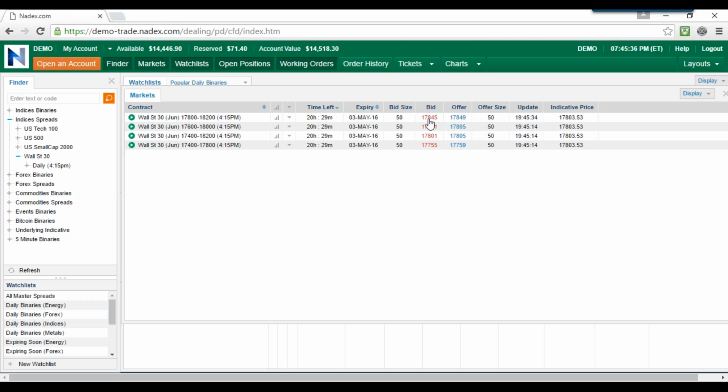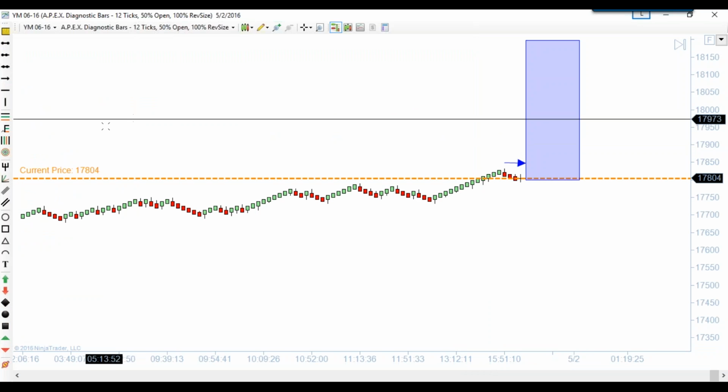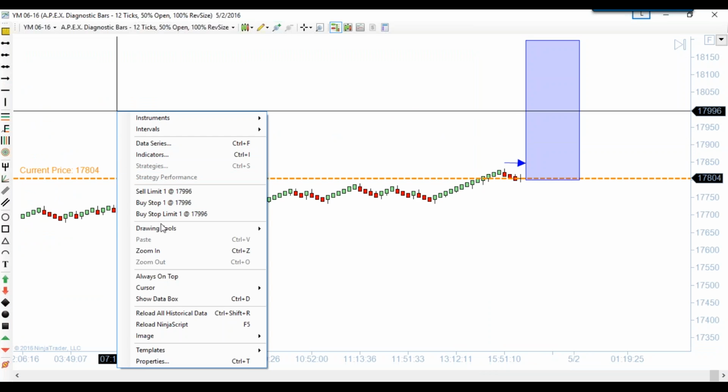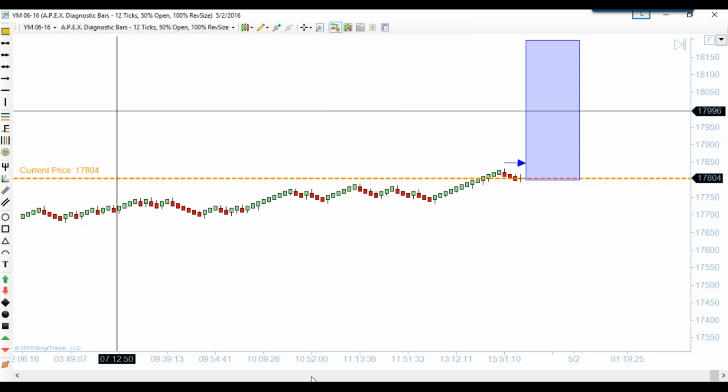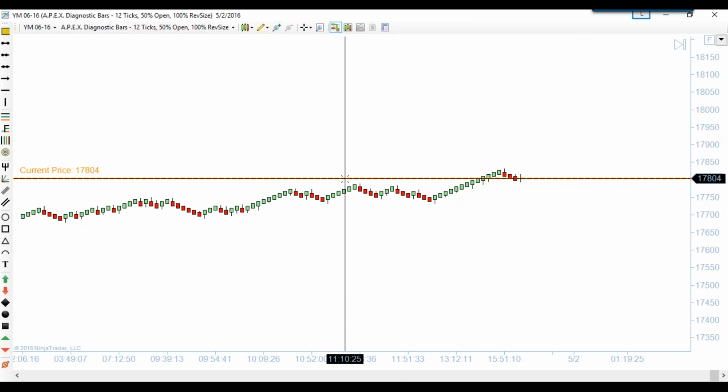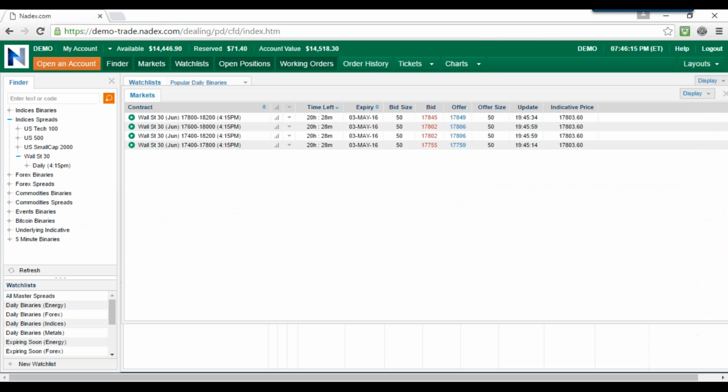Okay? Now, that is when you're paying premium. You can either pay premium or you can collect premium. What does that mean? Let me clear this chart and let me just show you what I mean real quick. Okay. Where is the market right now? It's at 807, right? Okay. So we know that if we want to buy, we have to buy up at 849, right?